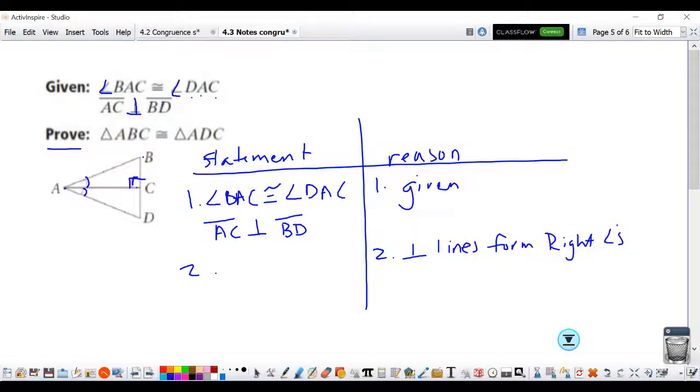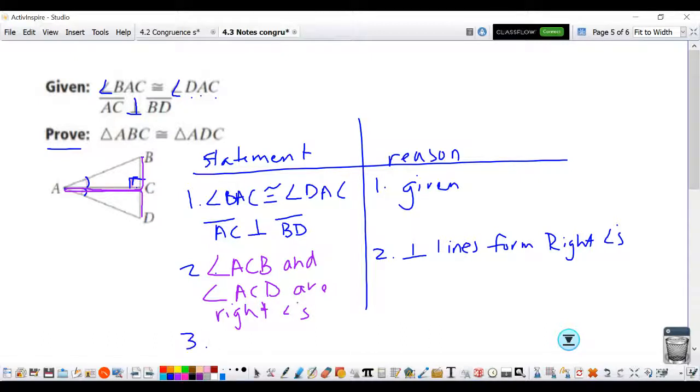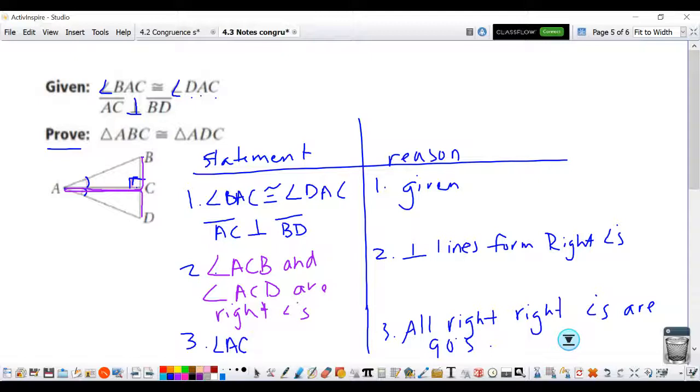So if I know that, I can say that angle ACB and angle ACD are right angles. And the cool thing up next is I can say now that they're congruent because all right angles are congruent. All right angles are exactly 90 degrees. So I can say angle ACB is congruent to angle ACD.